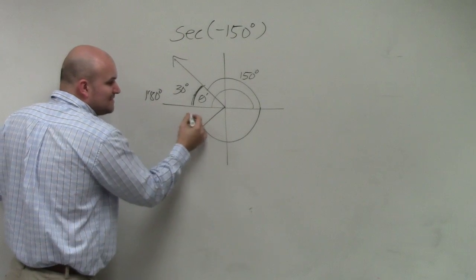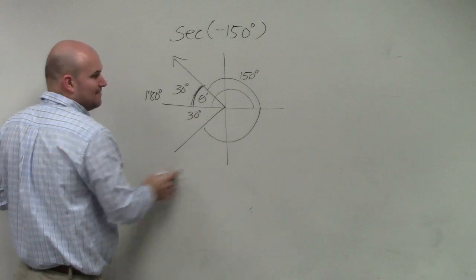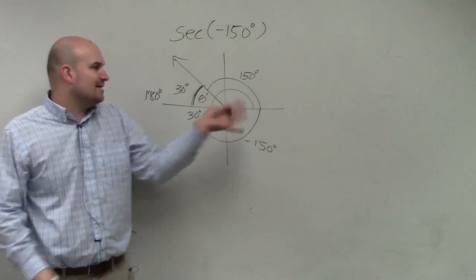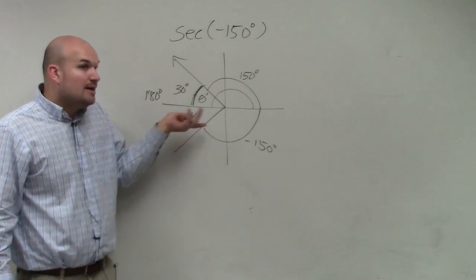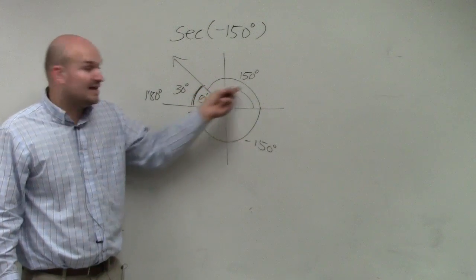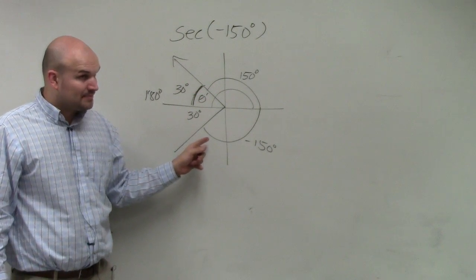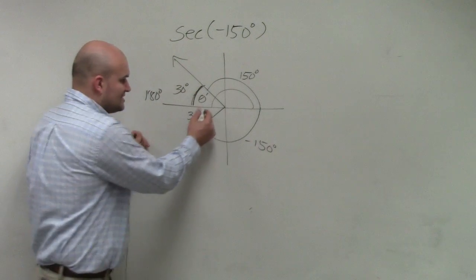Still, though, the reference angle is going to be exactly the same. Do you guys see the difference? I estimate 150, but then, oh, here's 150, but it's negative, so it goes in the negative direction. The measurement is still the same. Does everybody follow me? The reference angle is still the same.